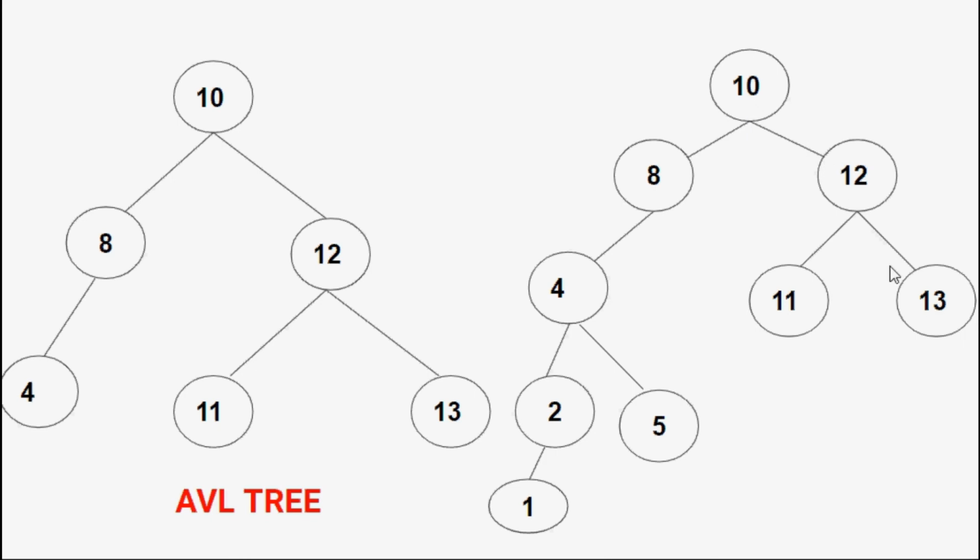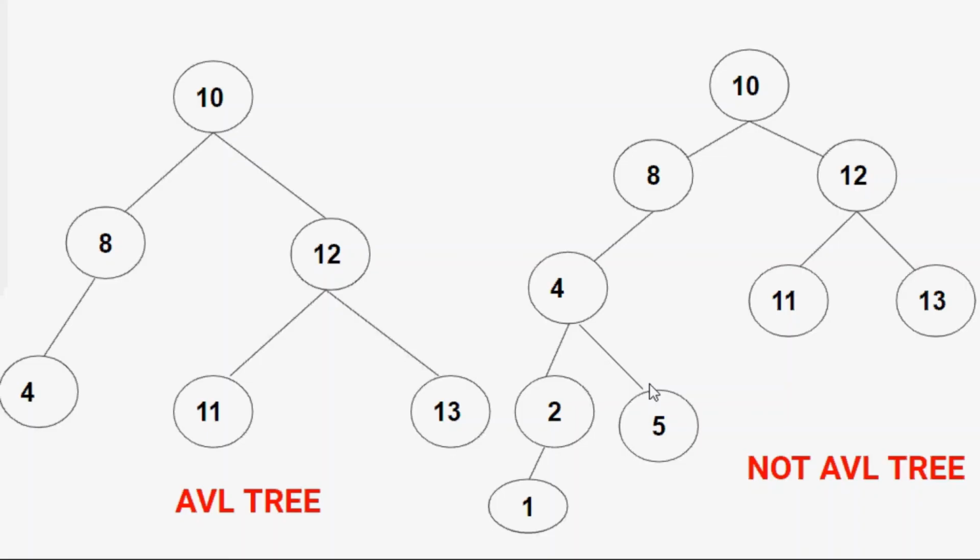As I have already told you, if the balance factor comes out to be any value other than -1, 0 or 1, I can simply say this is not an AVL tree. We will improve this tree to make it an AVL tree, but right now this is not an AVL tree. So we'll simply note this is not an AVL tree. And let's understand how we can make a non-AVL tree into an AVL tree.